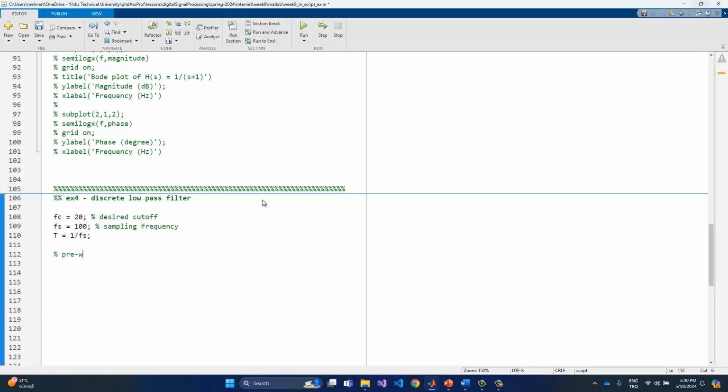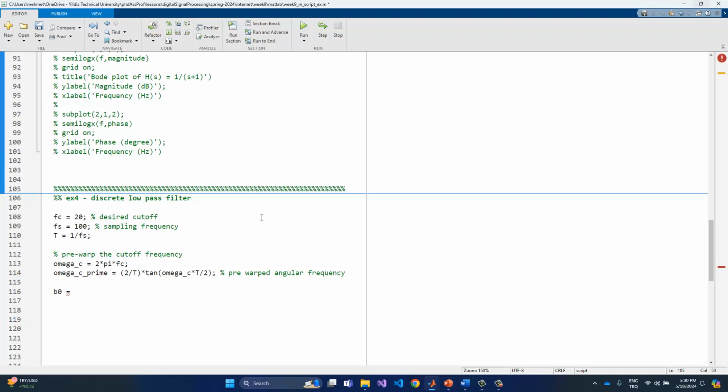For the pre-warp of the cutoff frequency, we need to give the omega c value as 2 times pi times fc, and also omega c prime must be corrected as 2 divided by T times tangent of omega c times T divided by 2. Okay, this is the pre-warped angular frequency.